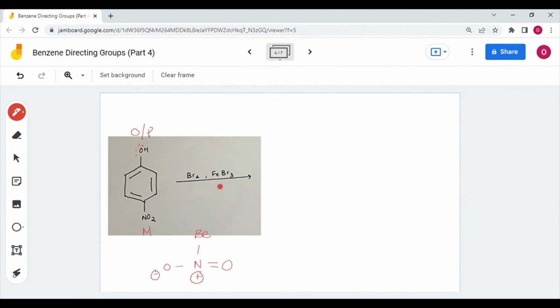So, with that in mind, we know that this reaction is going to take place in relation to this OH group. So once this reaction proceeds, the following molecule is going to look something like this.